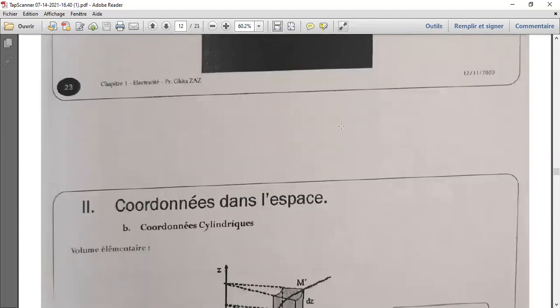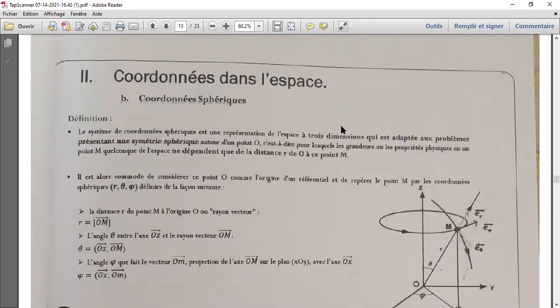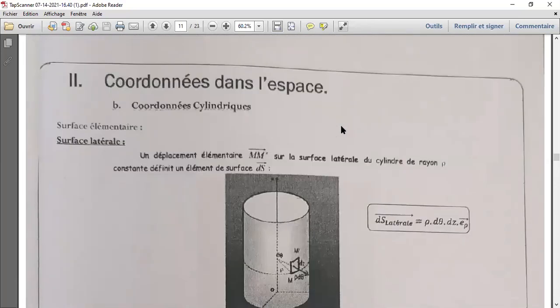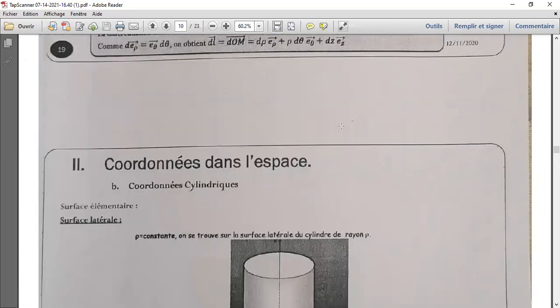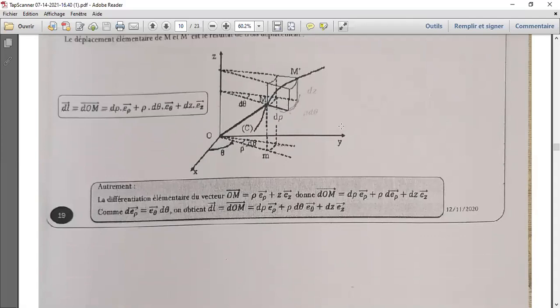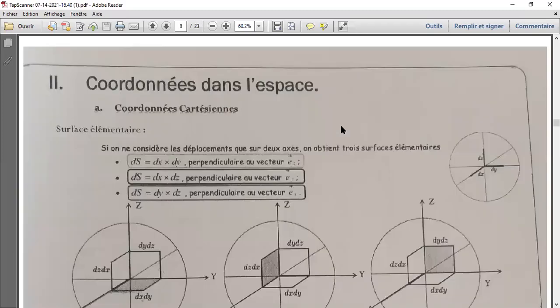Let's go to the cylindrical. Yeah, so under cylindrical coordinates, you see that for you to find your displacement OM, you have... unfortunately my word can't move.